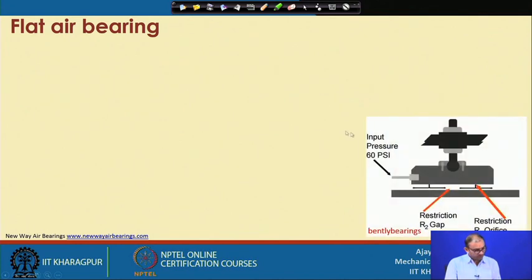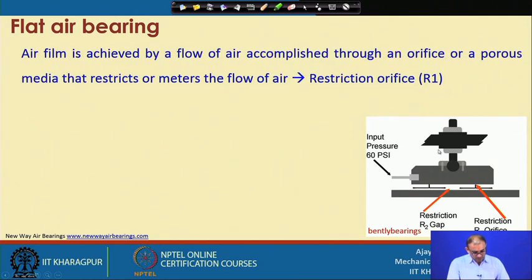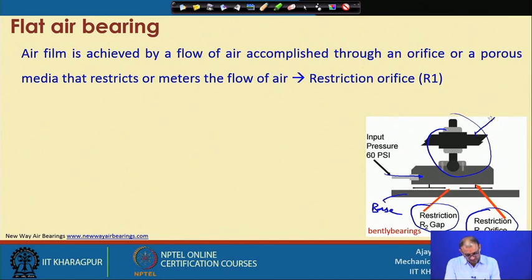Right. So, this is the flat air bearing type of thing. Here, these are the two ways. It is mostly done by an orifice or porous media that restricts or meters the flow of the air, and that is called restriction orifice. Now, what is this restriction orifice? You can see here there are two things: restriction orifice R1 and restriction gap, that is R2. Now you are providing the air supply from here, and this whole body is lifted on the base surface. So, this is the base and this is the body.